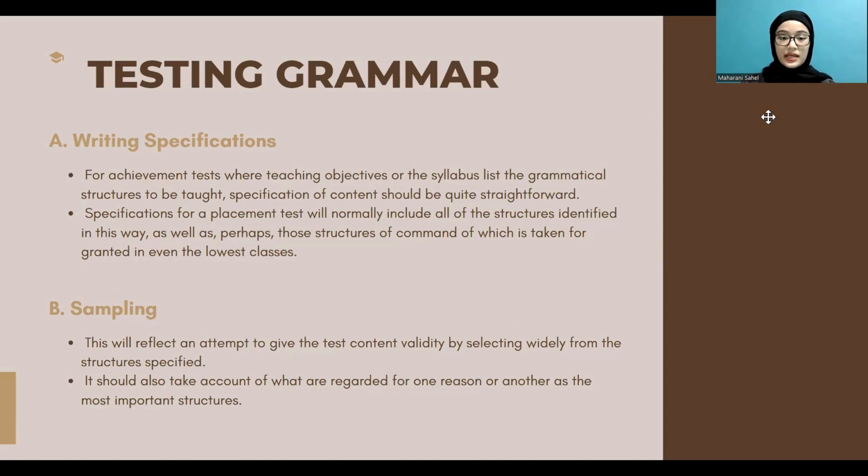B. Sampling. This will reflect an attempt to give the test content validity by selecting widely from the structures specified. It should also take account of what are regarded for one reason or another as the most important structures.